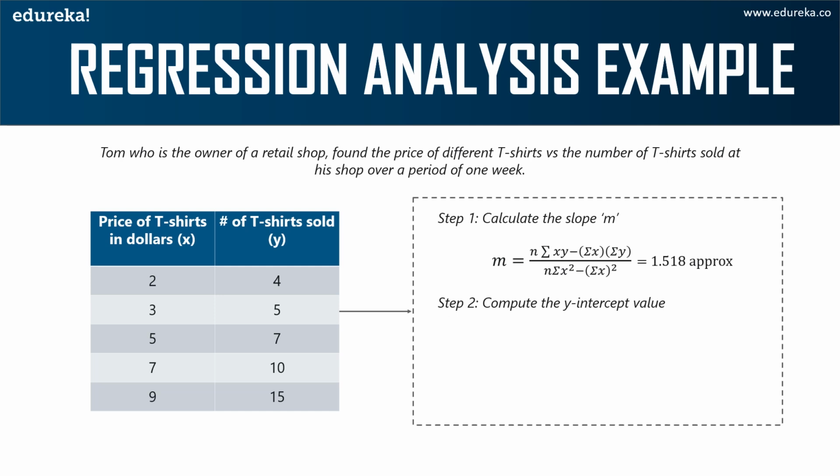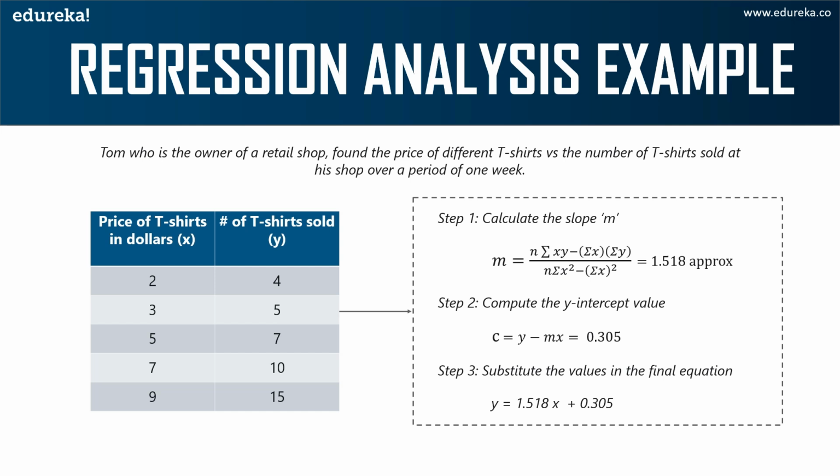So next, you'll compute the y-intercept value. So again, what you have to do is just substitute the values. Okay. Once you substitute, you should get a value of around 0.3. So your last step is to just substitute the values in the final equation.